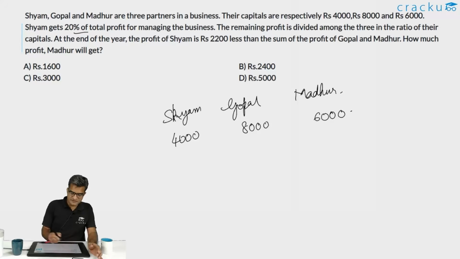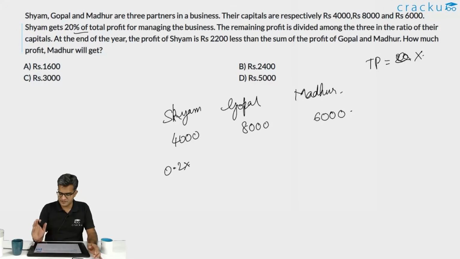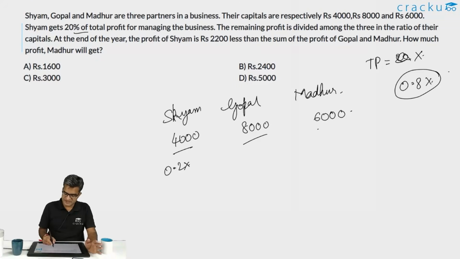Shyam gets 20% of the total profit for managing the business. So let us assume that the total profit is say X. So Shyam gets 0.2x by default because he was managing the business. So he gets 20% of the total profit. What is the remaining profit? The remaining profit is 0.8x. This remaining profit is divided in the ratio of their capitals. What is the total capital? It is 4,000 plus 8,000 plus 6,000, which is equal to 18,000.